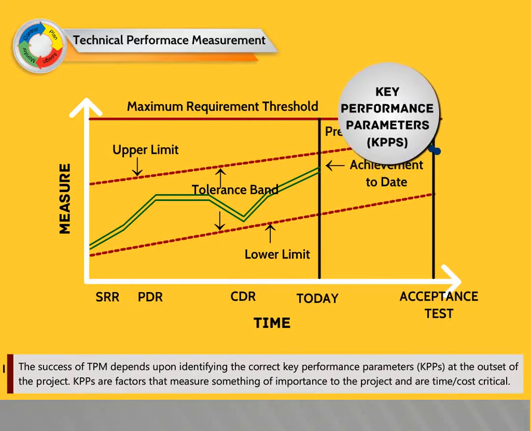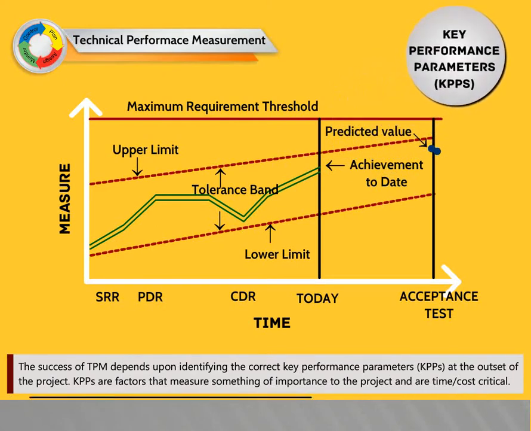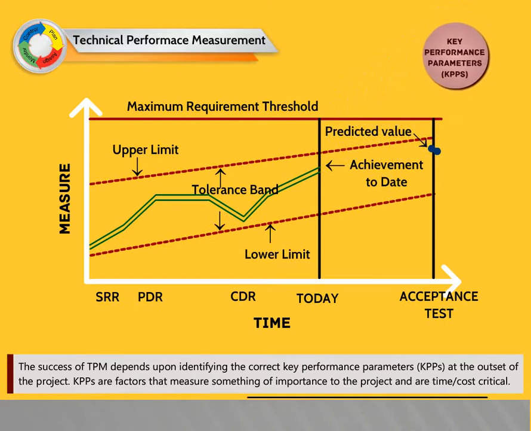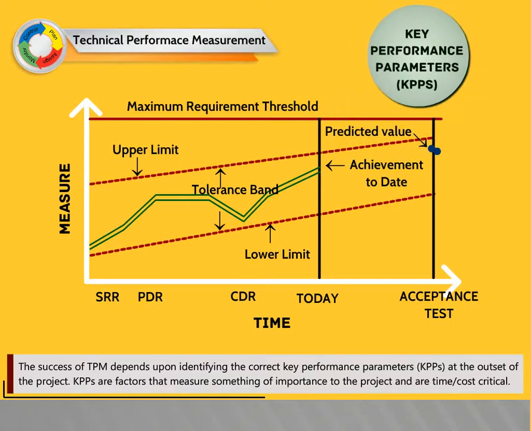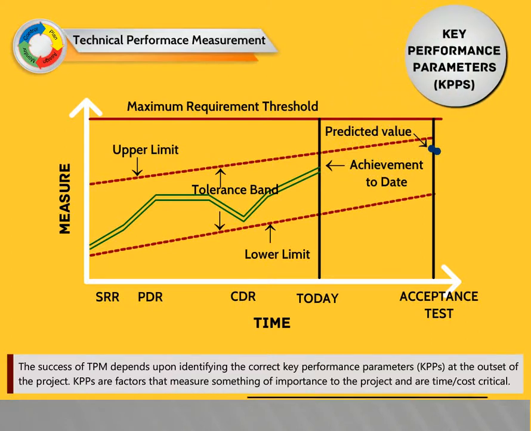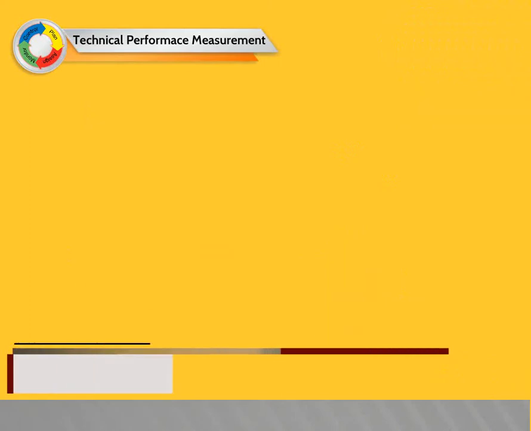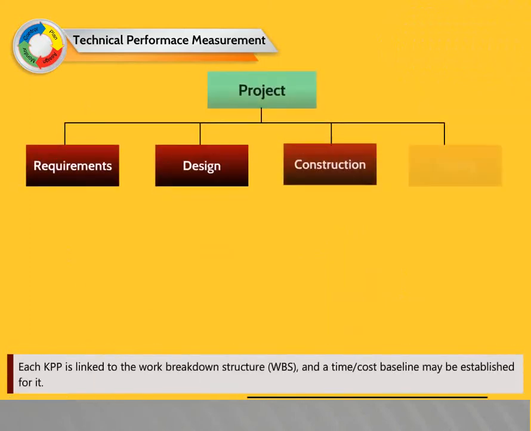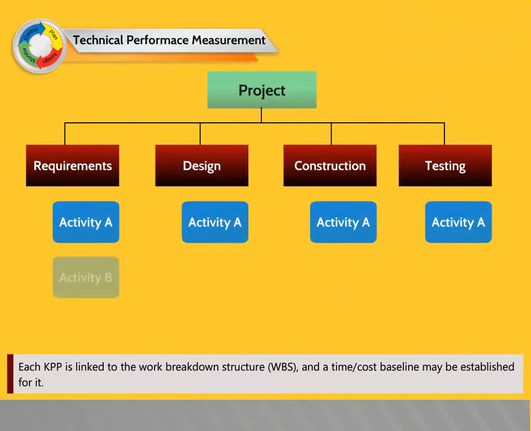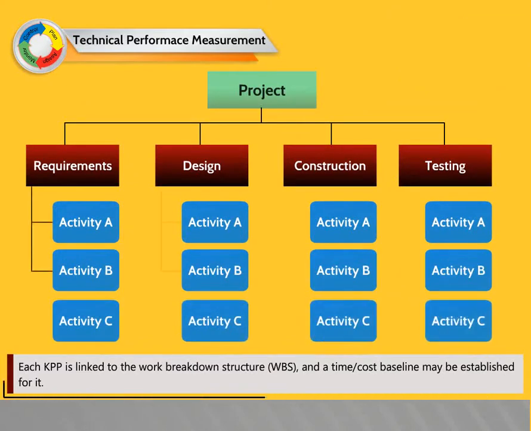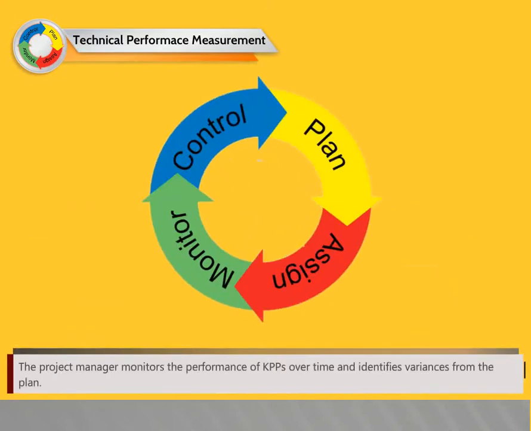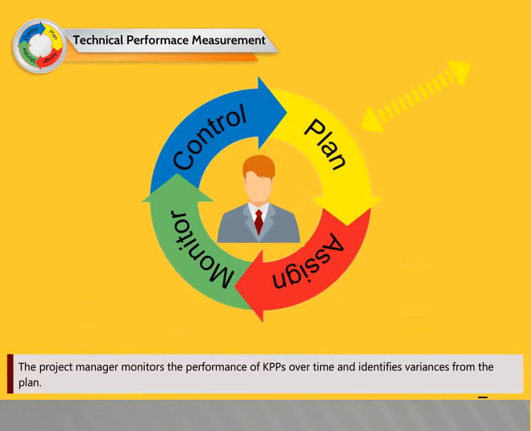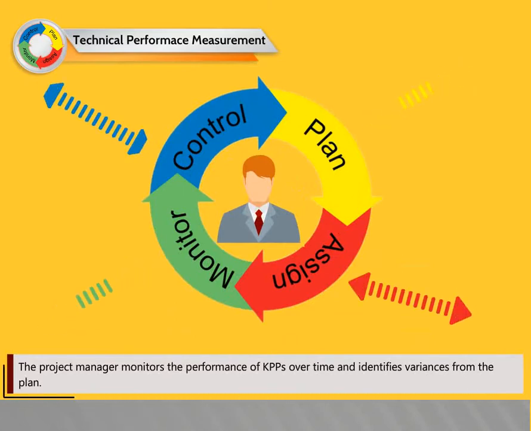The success of TPM depends upon identifying the correct key performance parameters, that is KPPs, at the outset of the project. KPPs are factors that measure something of importance to the project and are time or cost critical. Each KPP is linked to the work breakdown structure, that is WBS, and a time or cost baseline may be established for it. The project manager monitors the performance of KPPs over time and identifies variances from the plan.